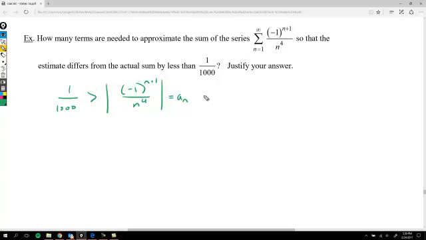Absolute value bars, which means I'm really just looking to figure out where 1 over n to the fourth is less than 1 over 1000. The reason we use absolute value is because the sign of error doesn't matter. It's always positive. So really here I'm looking for where 1000 is less than n to the fourth. Remember, if you invert both sides, you flip your inequality, which means that 5.623 is less than n, so n is 6. Again, I want the sixth term to be my error.